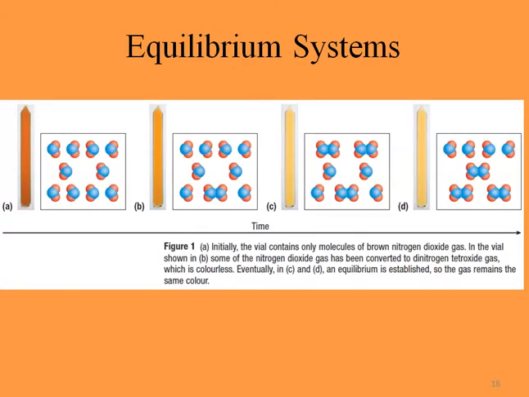So you can see it here. Initially, the vial contains only molecules of brown nitrogen dioxide gas. And in B, some of the nitrogen dioxide gas has been converted to dinitrogen tetroxide gas, which is colorless. And eventually in C and D, equilibrium is established, and the gas remains the same color.